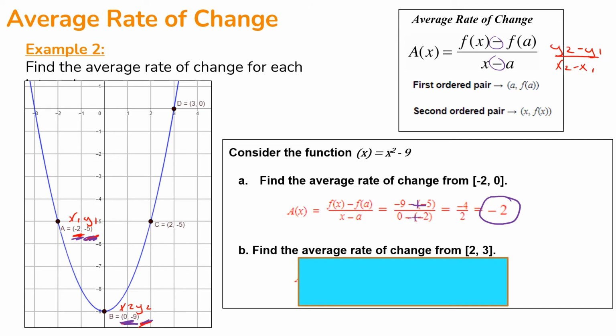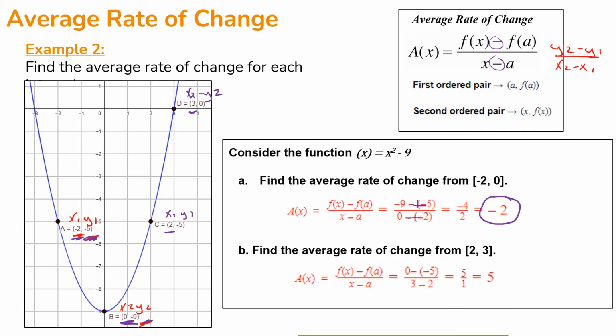Let's look at part B. It says find the average rate of change from 2 to 3. So again, x values that we're looking at here. So x1, y1, x2, y2, and plugging it in. So our change in y values, 0 minus negative 5, we get 5, and then 3 minus 2, we get 1.